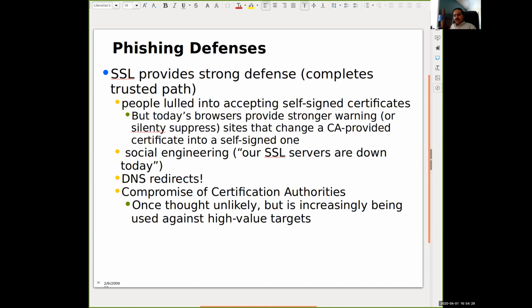Various other techniques were attempted, and the browser writers, the browser vendors, decided that they are going to crack down on all these techniques, and they made it quite a bit more difficult to mount these kinds of social engineering tricks anymore. So at this point, with SSL, especially if you look at the lock icon and click on it before you enter your password, you are fairly safe against phishing types of attacks.